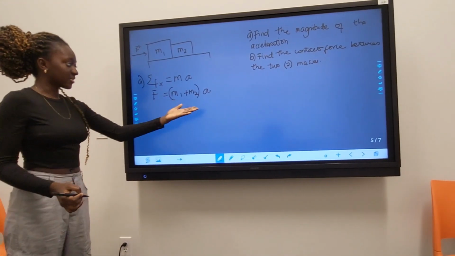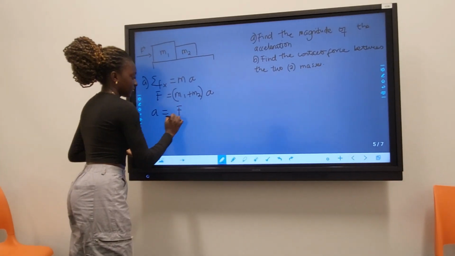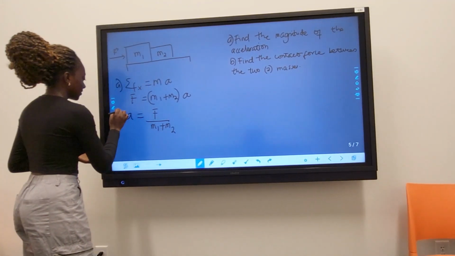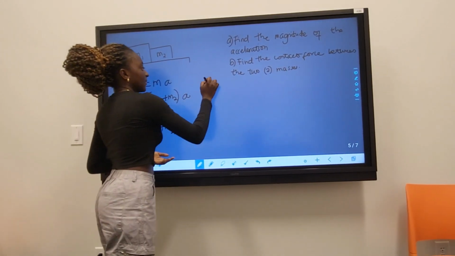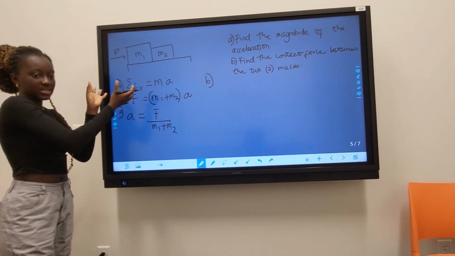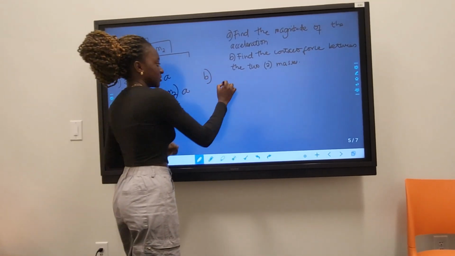To find acceleration, you just do a simple change of subject here. So a is equal to F over m1 plus m2. So a is done. For b, to be able to find the contact force between the two masses, we need to resolve the forces on each mass on its own.